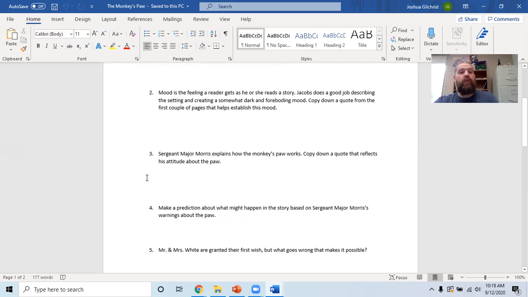Question number 2 and 3, you're just looking for quotations, and what I mean by that is just anything in the text, anything in the story that helps you. Number 2 is about mood. The mood is the feeling a reader gets as he or she reads a story. And W.W. Jacobs, who's the author of The Monkey's Paw, really does a good job of describing the setting and creating a somewhat dark and foreboding mood. A hint for you is right at the beginning, there's some wording that describes that.